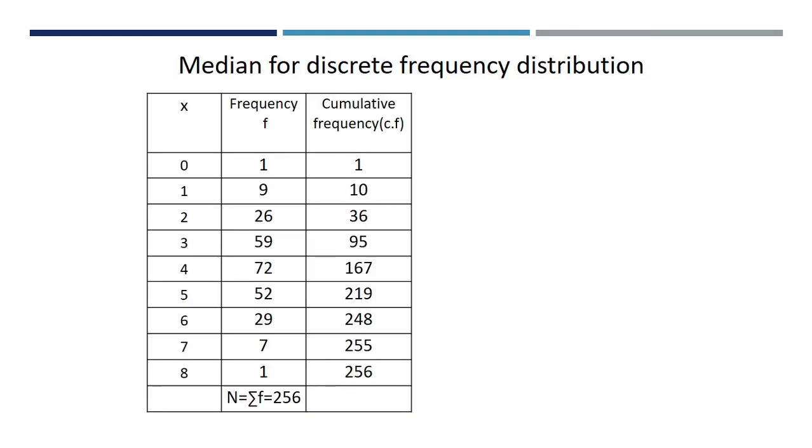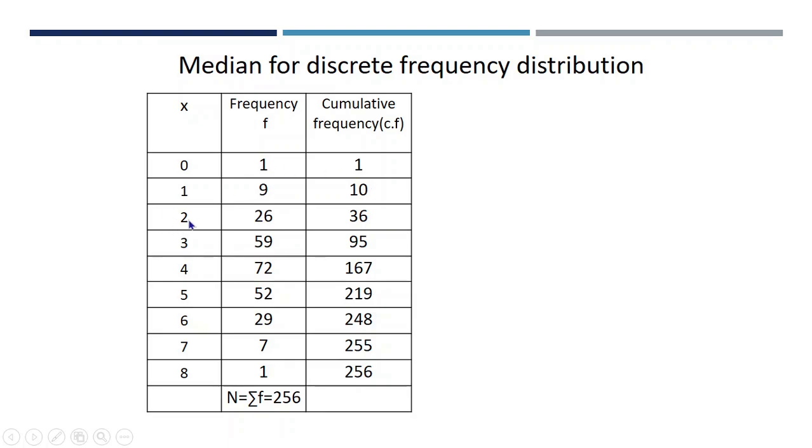First prepare a table like this where the given x values are written here and the frequencies are also listed. Here the total frequency n is equal to sigma f is equal to 256. The less than cumulative frequency is calculated as the number of values less than or equal to 0, that is only 1. So we have this cumulative frequency 1 here. Next, for the value 1, the number of values which is less than or equal to 1: the number of values equal to 1 is 9, and less than means 1. So 9 plus 1, 10.